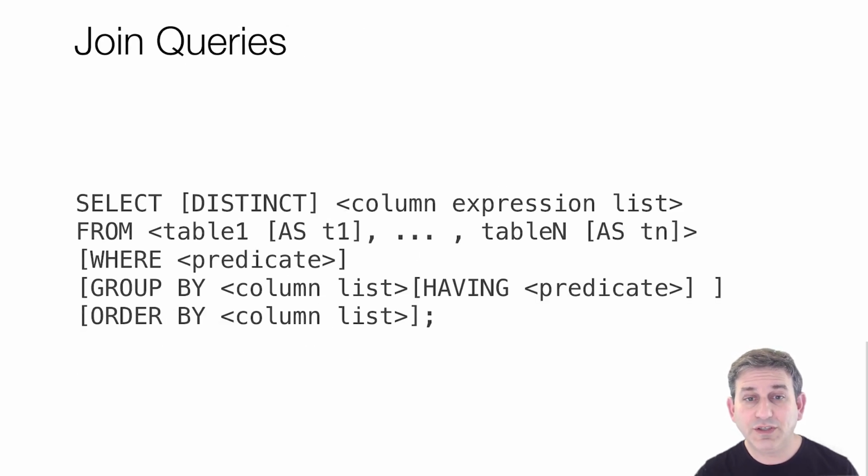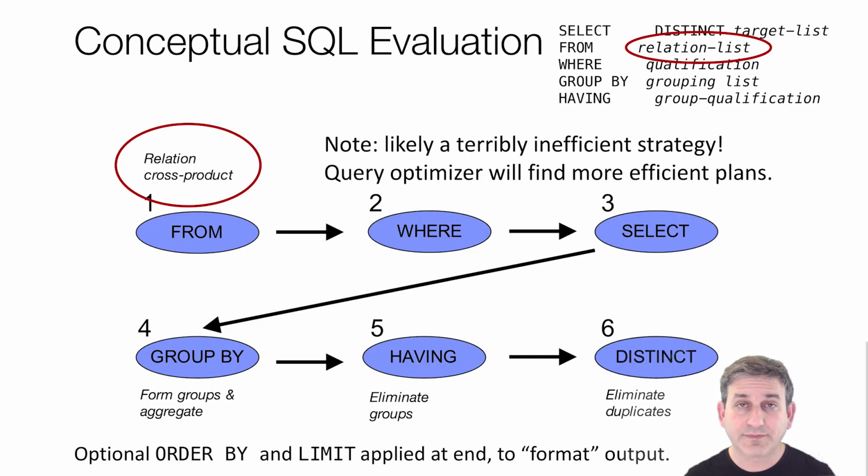Now we shift our attention to queries on multiple tables. These are queries that perform joins. And the main distinction here is that the from clause now has a list of tables. Conceptually, the main change is that in our queries, we have more than one table. In the upper right, we have a list of tables.